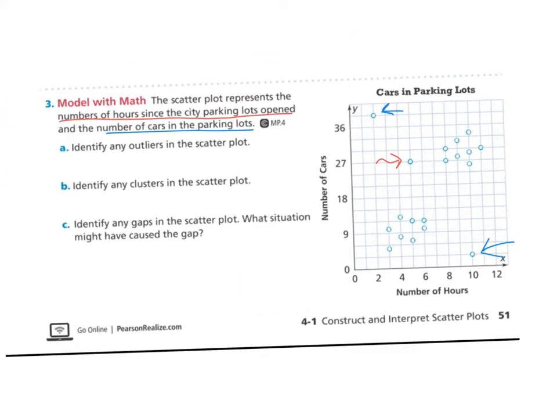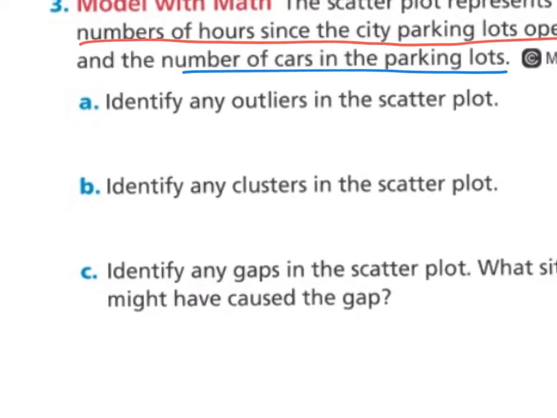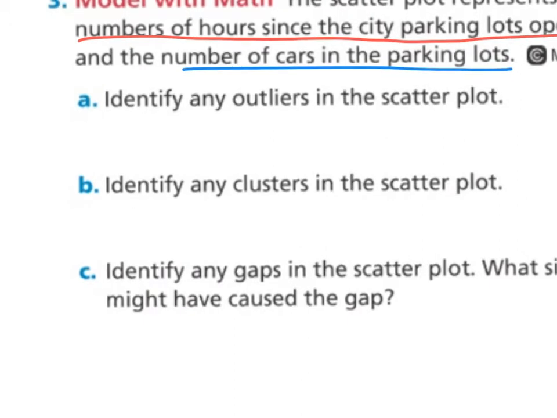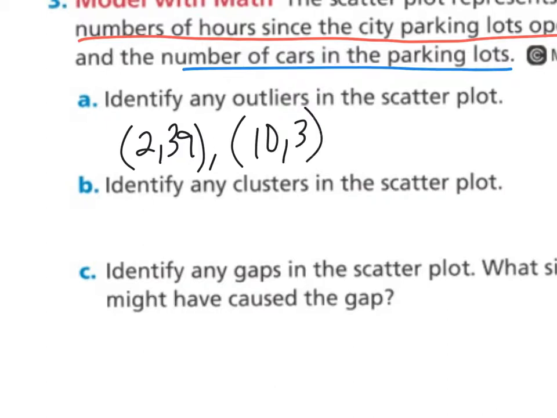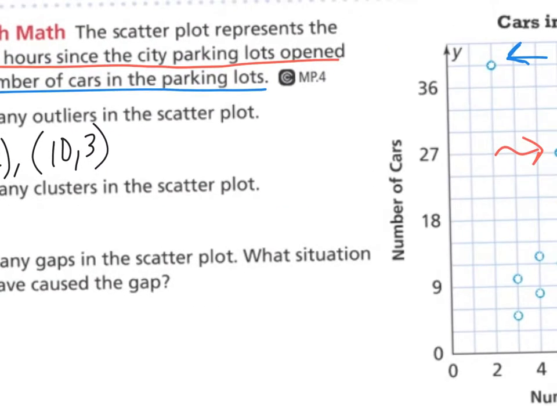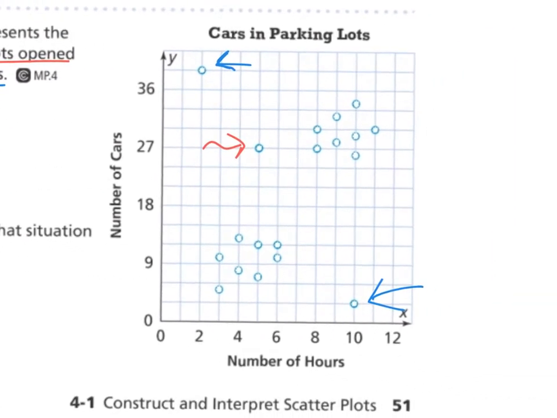Part B, so actually technically for identifying the outliers, rather than just putting arrows there, we should probably put 2, 39 and 10, 3 as the coordinates of those points. The next part, identify any clusters in the scatter plot. So clusters, we're looking for some groups here that are kind of close together.